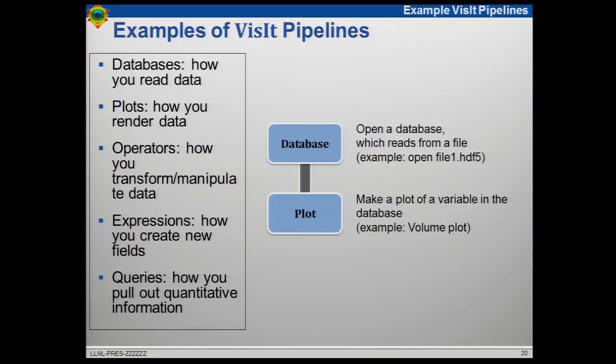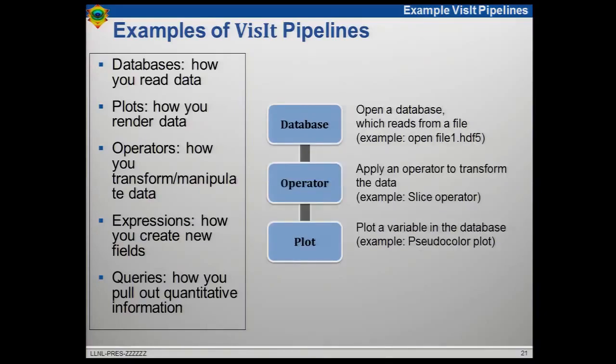The first one will be to open a database and do a plot. The plot is the name inside VisIt for how you render your data, and then you can modify the way you render your data by adding an operator. The operator will transform your data. For example, plotting a grid of data will show you the bounding box of your data. If you modify it with an isocontour operator, you will see the isocontour.